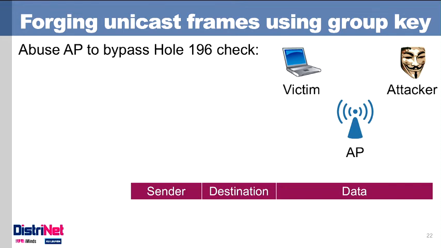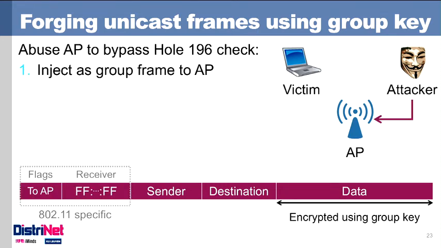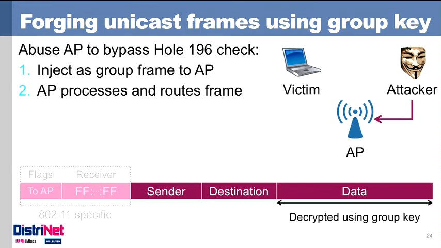So how does this work? Well, we have our attacker here. It will encapsulate the IP packet, which is represented by the data here, inside a broadcast packet. And it will encrypt this packet using the group key, and it will then send this broadcast packet towards the access point. So here the access point is the receiver of this packet. However, the final destination of the packet will be our victim. So when the access point receives this packet, it will simply decrypt it, it will process it, and it will then forward the frame to its final destination.